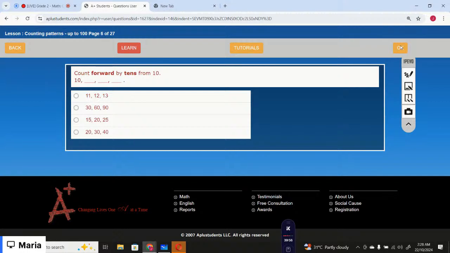Count forward by tens. So, which is the correct option? Yes, that is 20, 30, and 40. The last option is the correct option, right?